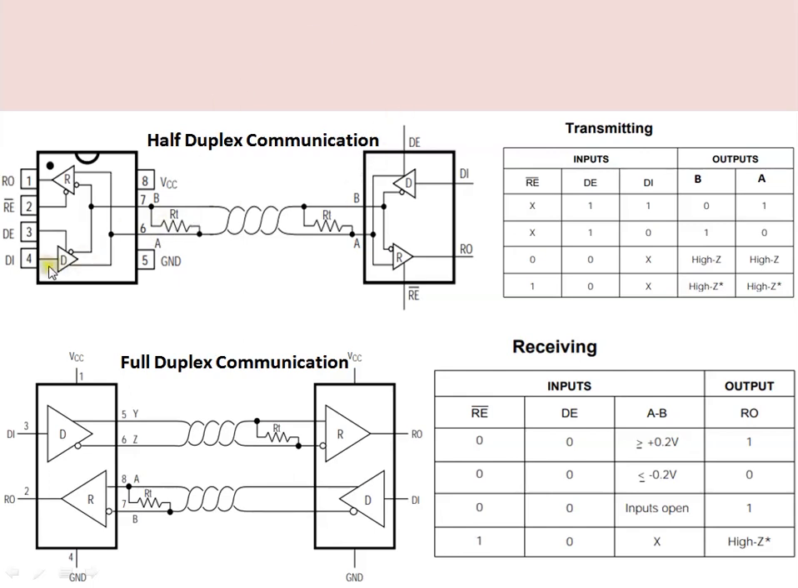This truth table is for the driver, and this is the receiving end. This slave is responding to the master query, and it is sending the data. In that case, this RE is active low. If it is 0, then the receiver will be enabled. And if it is receiving a voltage on lines A minus B that is greater than or equal to 200 millivolts, then RO is 1. Similarly, if it is less than or equal to minus 200 millivolts, then RO will be 0.